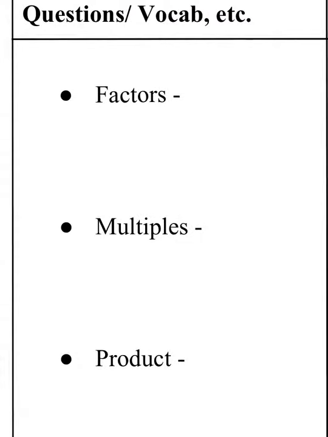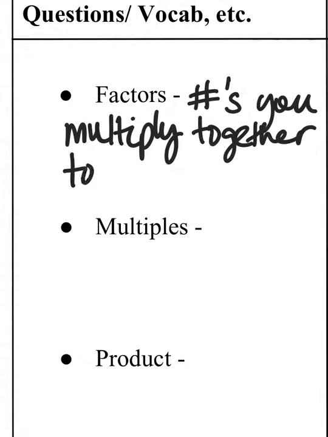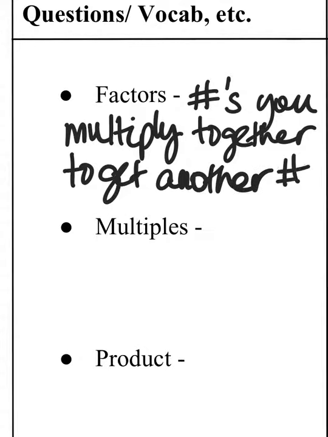Okay, so first thing are our factors. So factors are numbers you multiply together to get another number. Okay? Remember, the great thing about flipped notes is that you can always hit pause, and if you need time to fill that in, you hit pause, get all your notes down, and then hit play again.